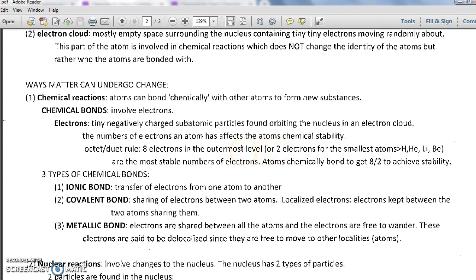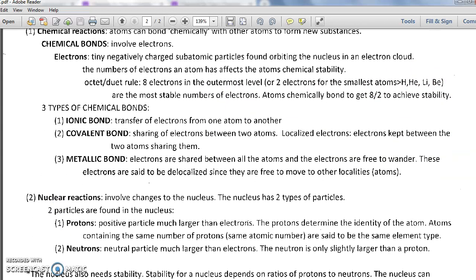We call that the valence. The valence is the outermost level. Most atoms want to get 8 electrons in their outermost level. The smallest ones only need 2: hydrogen, helium, lithium, beryllium. They become chemically stable when they have 2 electrons. This tends to be, in nature, a stable number of electrons.